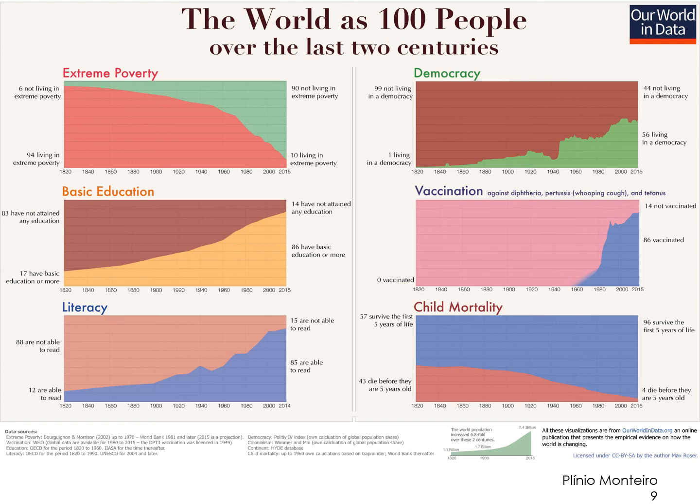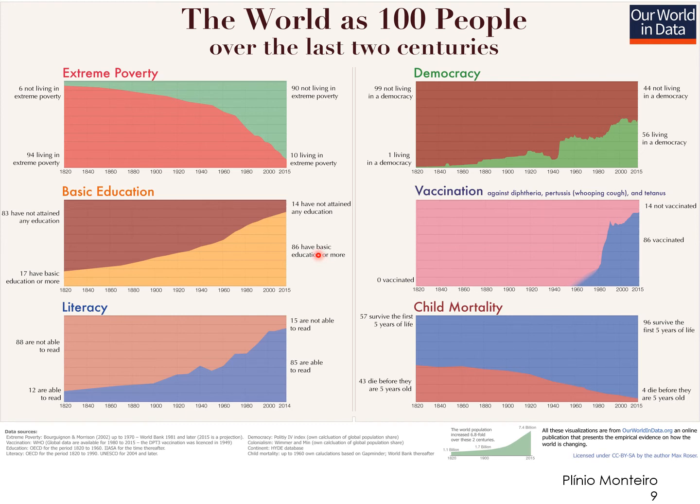But let's think beyond that. Let's look at other information. Let's look at extreme poverty. We can see that the share of people living in extreme poverty decreased from 94% to only 10% of people by 2015. Look at basic education, how the number of people with access to basic education improved. We now have more than 86% of people with access to basic education.